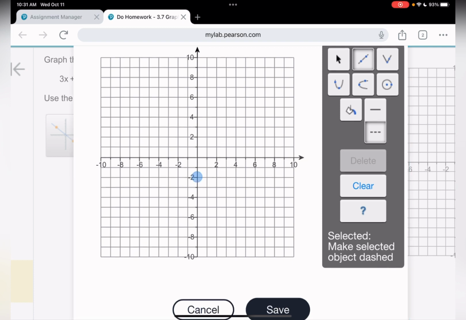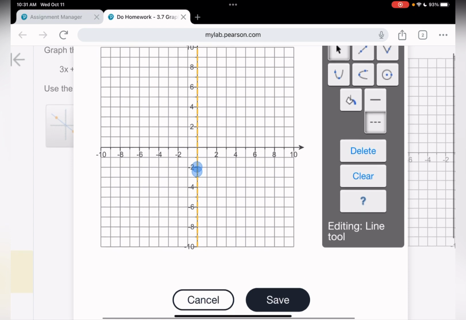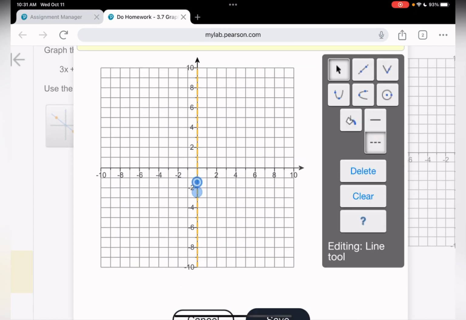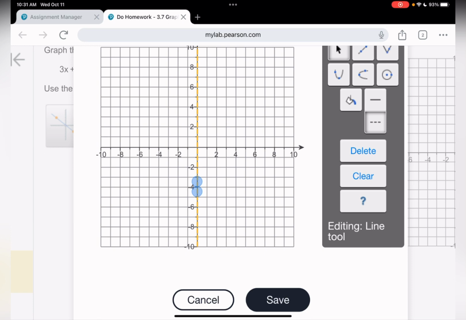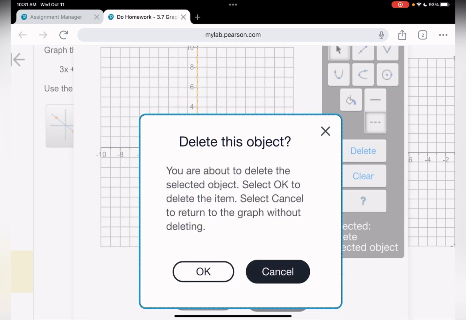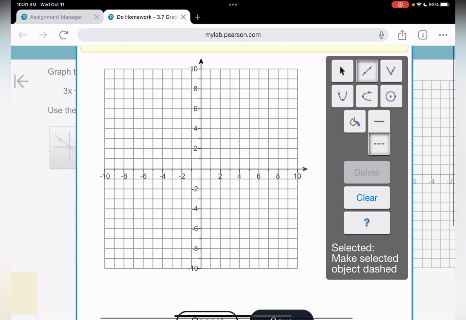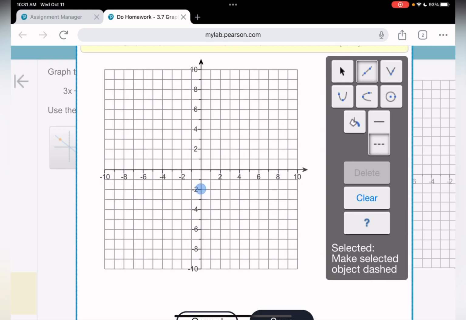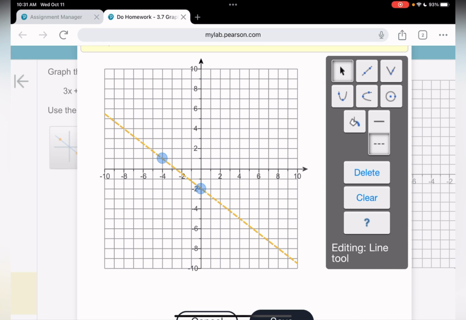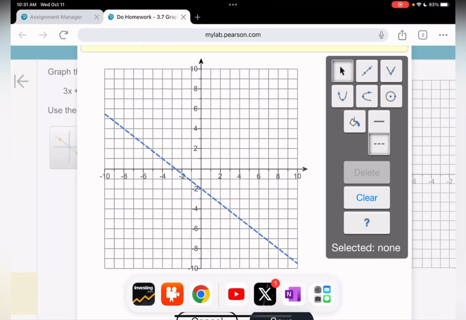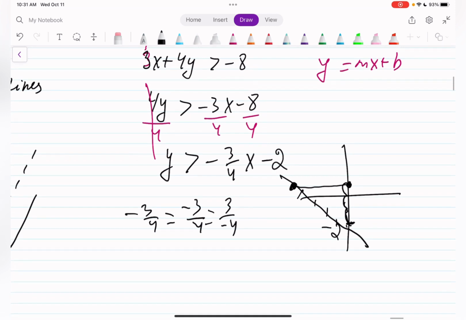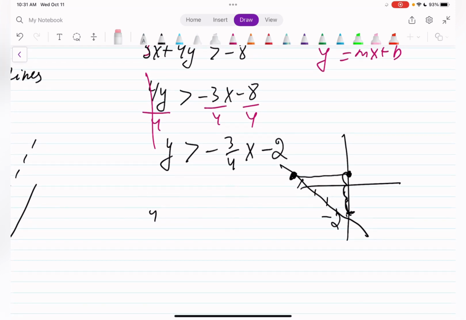So plus 3: 1, 2, 3. Ah, it slipped away. Okay. Negative 2. If I go plus 3, I'm coming to 1 and then go by 4. There we go. And it gets dashes. And it's going to shade. Let's see. This is my equation.